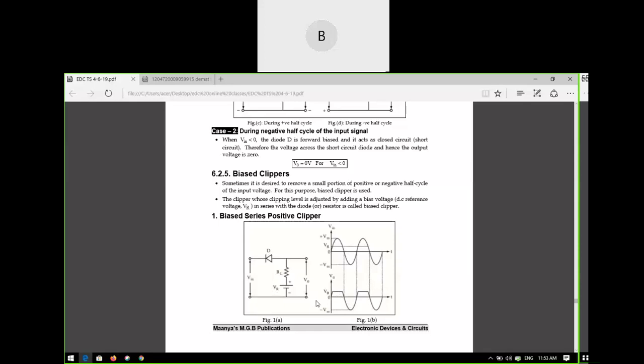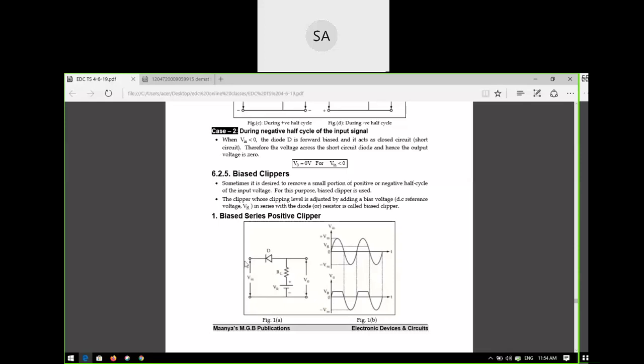During the positive half cycle, you can't just consider whether it is positive or negative, because you also remember the reference voltage is positive. So in the positive half cycle, you also consider the reference voltage. The reference voltage condition also has to be taken into consideration in order to analyze the circuit waveform. So in this positive half cycle, only the portion above the reference voltage is clipped off.